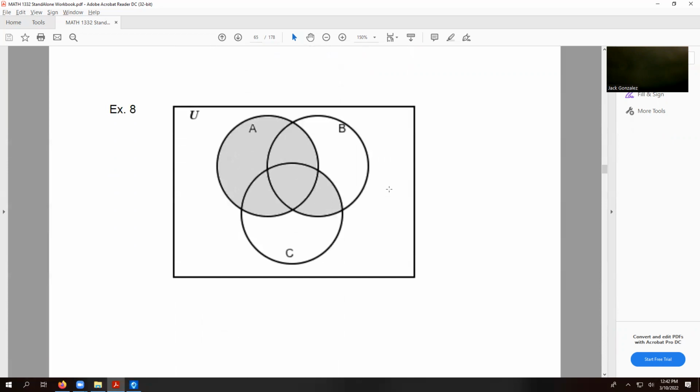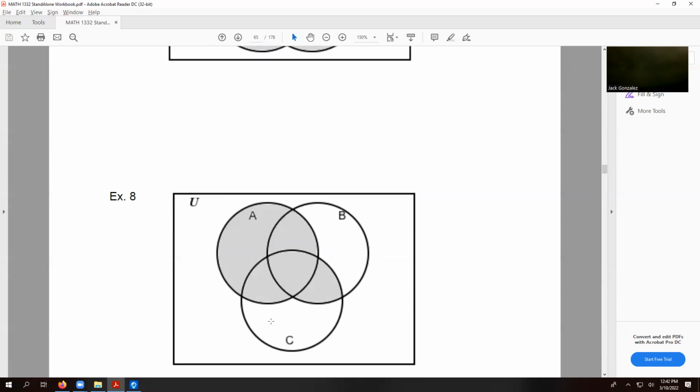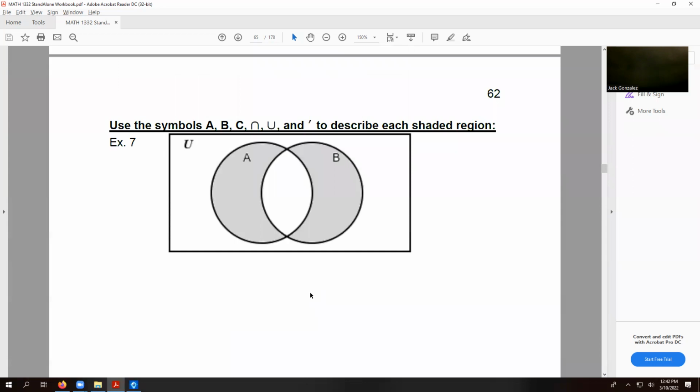Number 8. The entire A, also A intersect C and B intersect C. Oh, I'm sorry. I thought they wanted it all at once. They just want each shaded region described, so not all of it at once. I was making it harder than it was. I was like, I don't know how I'm going to figure this out.